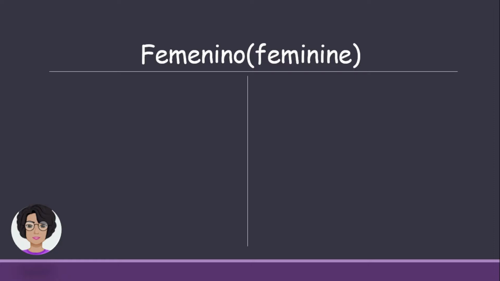Then we have the feminine nouns. In Spanish, they generally end with the letter A. However, there are other endings or categories of words that are also frequently associated with the feminine gender as well. And let me give you some examples.